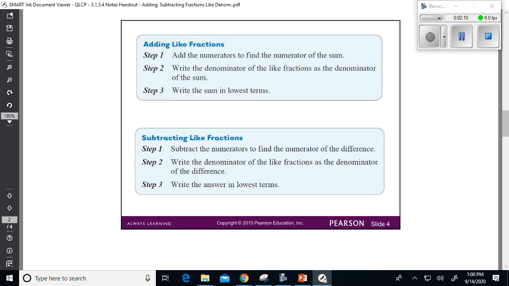So as far as how do we do this? If the denominators are already the same, then we add or subtract the numerators, keep the denominator, and reduce. So if you have 2 over 9 plus 4 over 9, the denominator is the same. So you would do 2 plus 4, 6, and then you reduce.